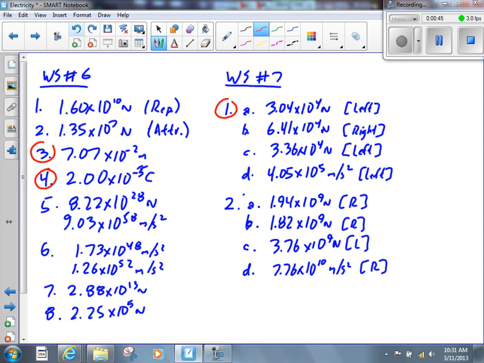So we've got 3, 4, 7, and question number 1 on worksheet number 7. I think that both of those questions are pretty much the same, right? We just had different numbers and maybe different directions. But I think if you're probably okay to do one of them, you're probably okay to do the other one.